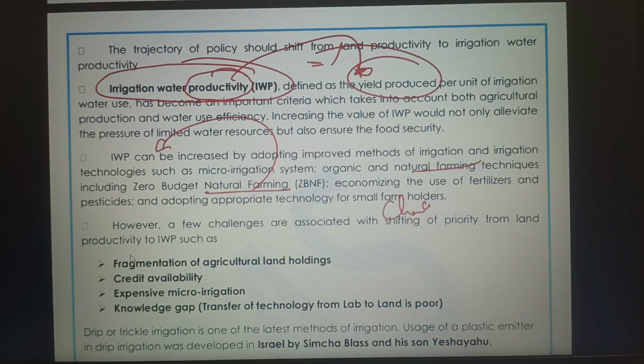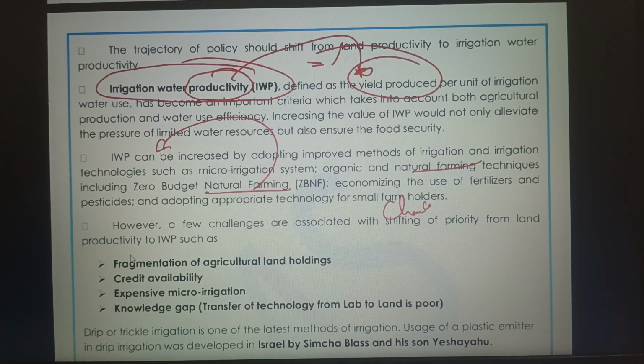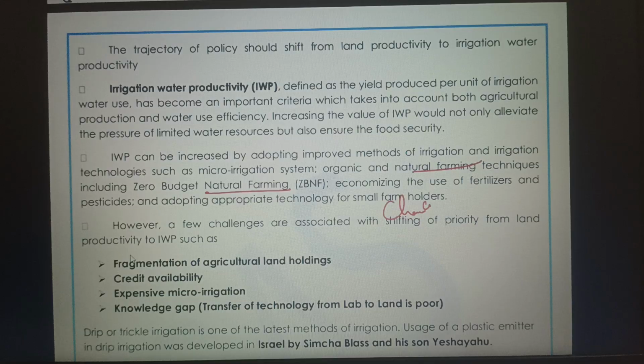So I was telling that whenever we apply fertilizers, we require water. Without water, there can be no application of fertilizer because that will lead to scorching of the plants. So both the things are correlated, interrelated with each other. In ZBNF or natural farming, we do not use the fertilizer. That's why it says that it will increase the IWP. Clear everyone? How these things will increase the IWP?